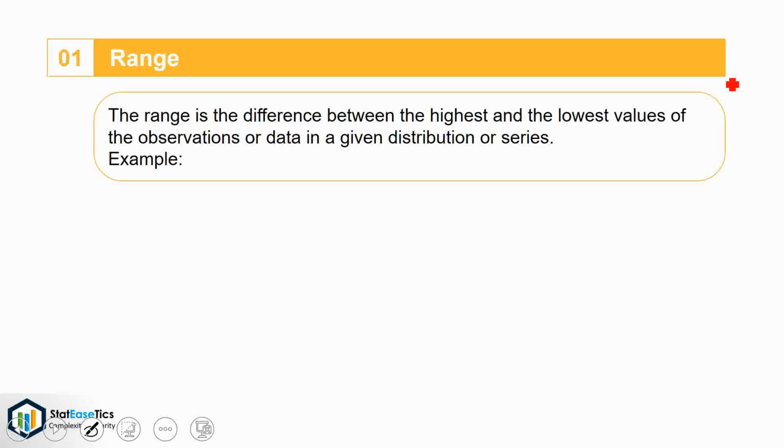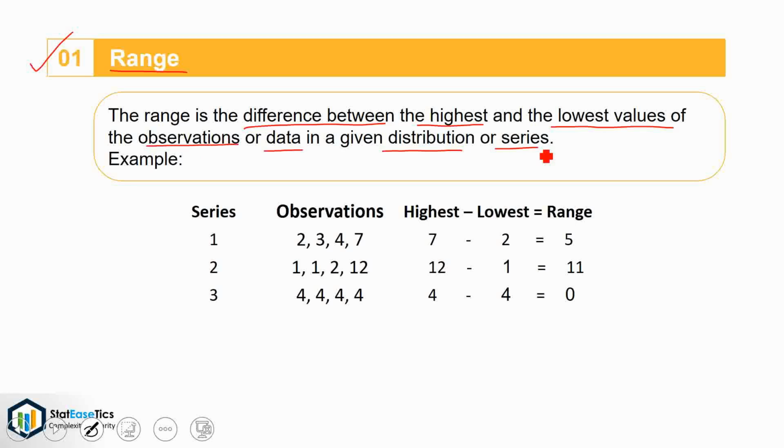Now let's see the first measure of dispersion, range. Range is the difference between the highest and the lowest values of the observations or data in a given distribution or series. For example, here we have 3 series. Now, in the first series, the highest value is 7 and the lowest is 2. So, the range will be 7 minus 2, that is 5.